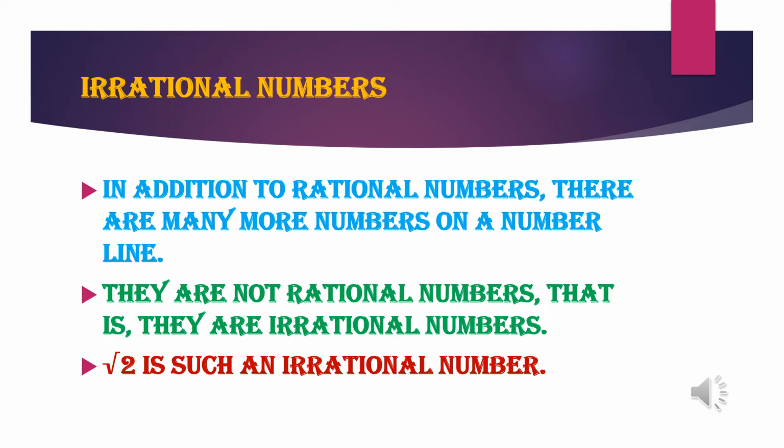Students, now we will see what is irrational numbers. As we have seen earlier, that any number which can be represented in form of ratio, we call it as rational number. So obviously an irrational number means which cannot be represented in the form of P upon Q or in the form of ratio. So in addition to rational numbers, there are many more numbers on a number line. They are not rational numbers. That is, they are irrational numbers. Square root 2 is such an irrational number.